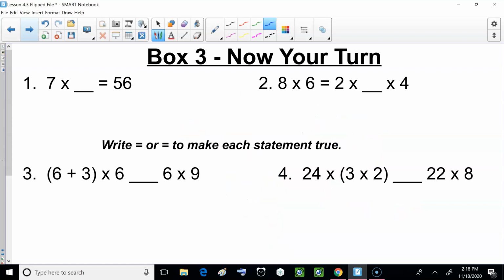You can now draw a line, put box 3, now your turn, and begin to work on these problems. Make sure you label them and show all your work, not just what the answer is, because I like to see it in a problem. So you can pause the video and work on this one. Make sure it's equal or not equal as well for the 3 and 4.